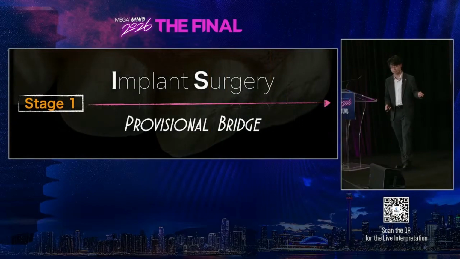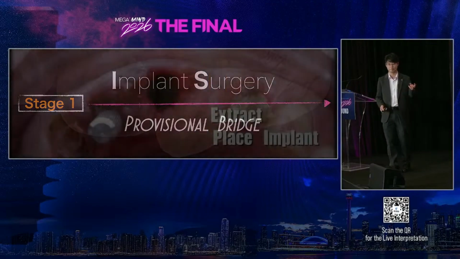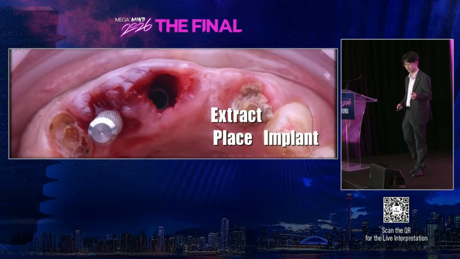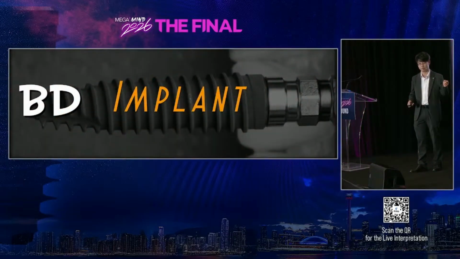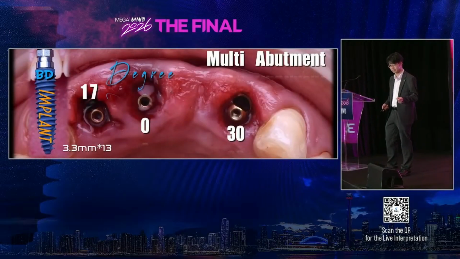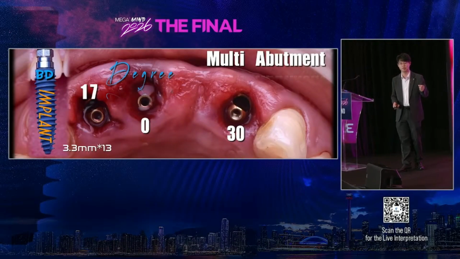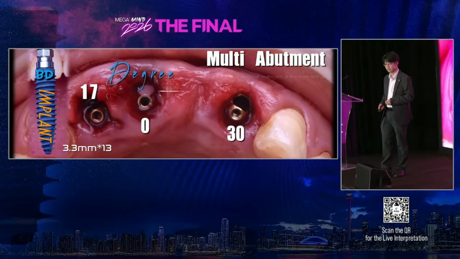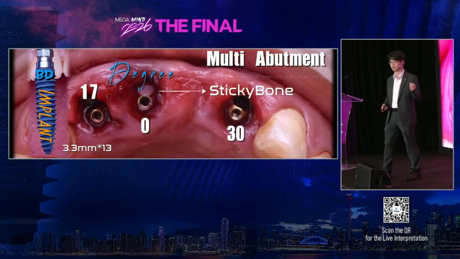So the first stage is implant surgery and the provisional bridge. Extract the root and place the implant, with the broad diamond implant, 3.3, and we use different multi-unit abutments, 17, 0, 13 degrees. And the jumping space, we use Sticky Bone to fill it.